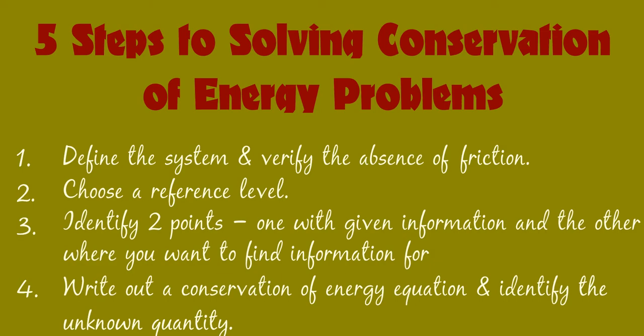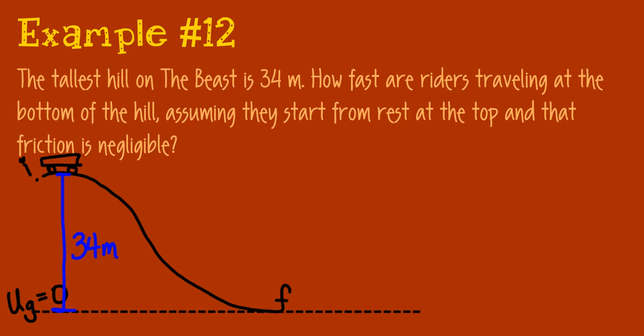Step 4, write out the conservation of energy equation and identify the unknown quantity. In this step, which is probably one of the most important steps, we need to figure out what type of energy each object, or our object, has at each point. For starters, let's list the types of mechanical energy it could have. So it could have kinetic energy, it could have gravitational potential energy, and it could have elastic potential energy. It could have these types of energy at each point.